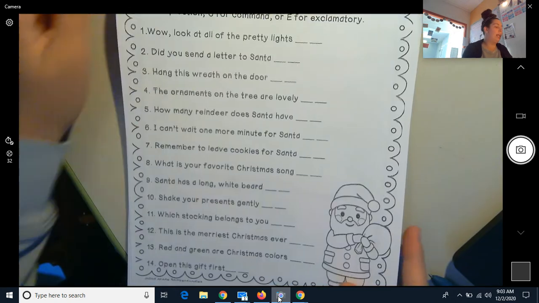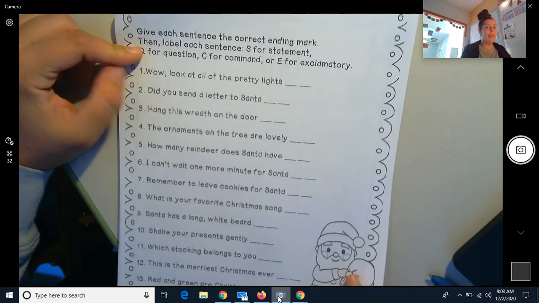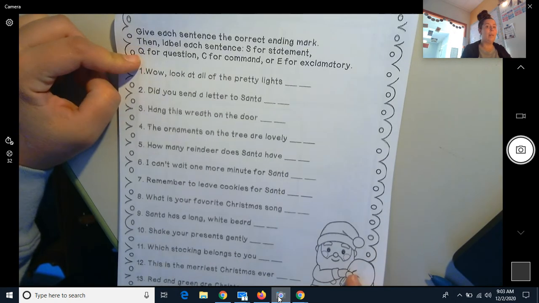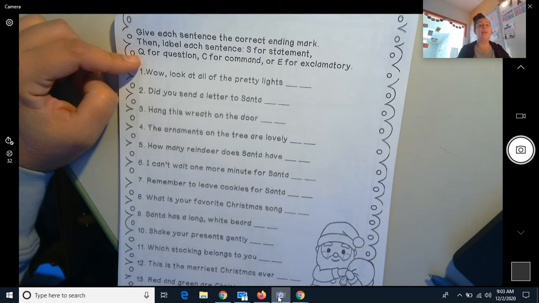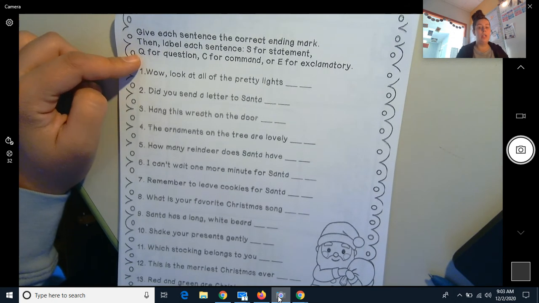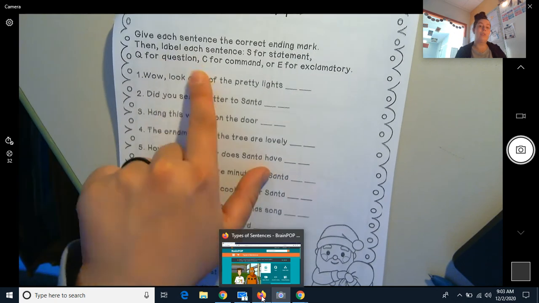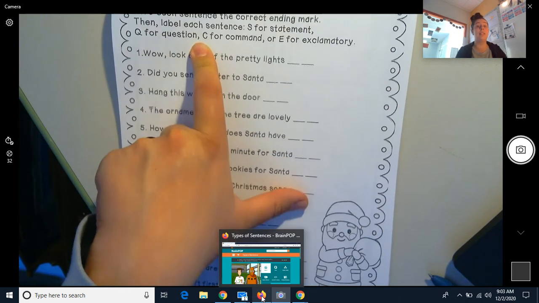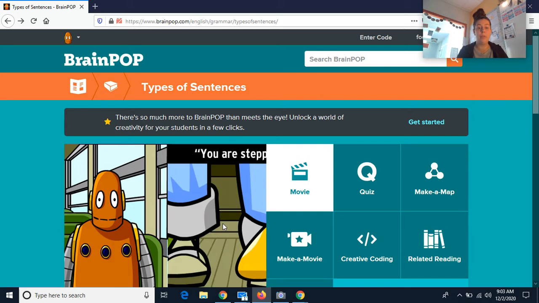Then you also have another type of sentence, but this one you've practiced before. It says give each sentence the correct ending mark, then label each sentence S for statement, Q for question, C for command, or E for exclamatory. So what we're going to do is watch another video, this time a BrainPop video, about those sentences. We've done this before, so this is also review for you.